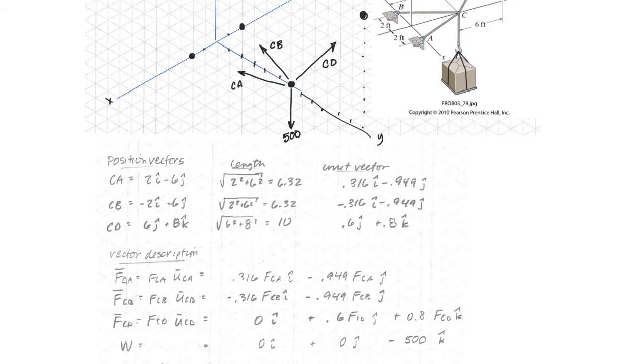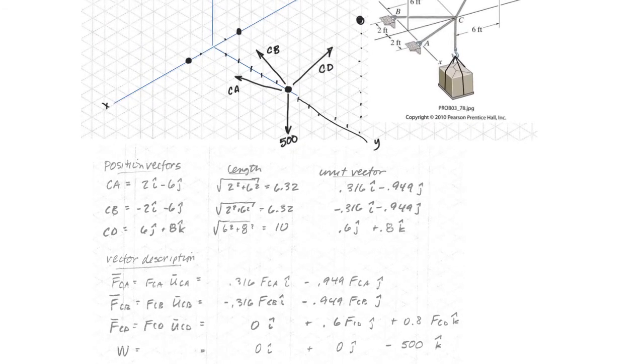The force vectors, if you remember, are just the magnitude, in this case unknown, times the unit vectors. So I'm just going to rewrite these things. FCA is going to be 0.316 times the magnitude of CA minus 0.949 times the magnitude of CA. Similarly with CB and CD, the weight is going to be only in the K direction, and that'll be -500 in the K. So now here are the 4 forces and their Cartesian vector descriptions.